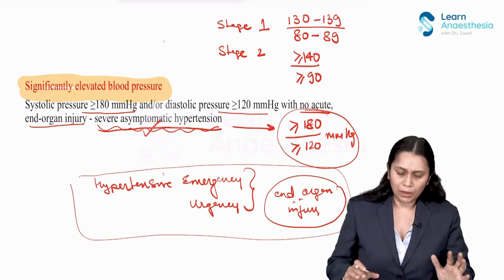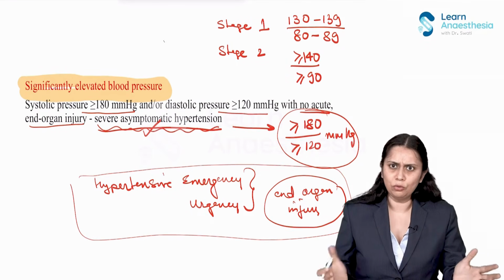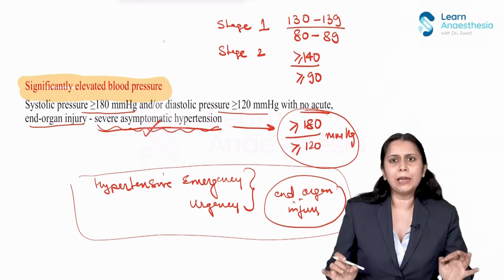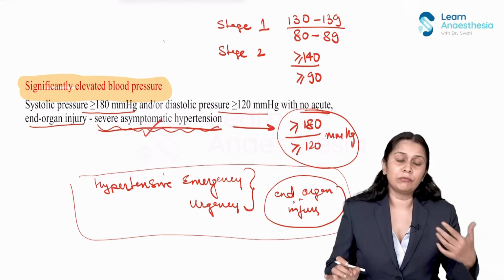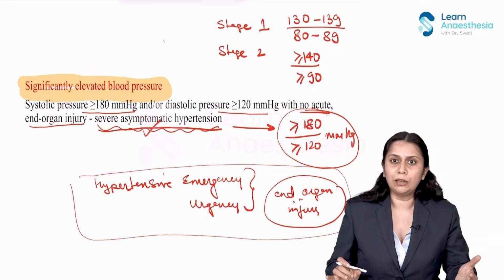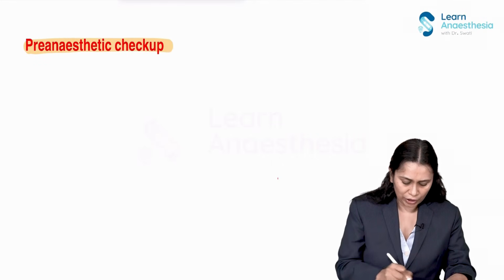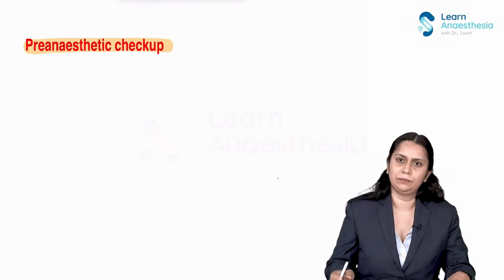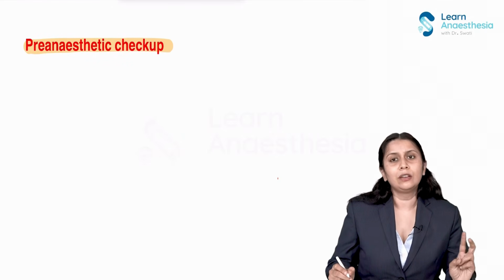Okay. Now these are the important definitions that we need to know about. So when a hypertensive patient with known hypertension or a patient with elevated blood pressure comes in for the pre-anesthetic checkup for some surgery, what are the important considerations that we have to keep in mind? So we'll talk about the pre-anesthetic checkup for these patients. As we have previously also discussed, there are two important things we need to see in pre-anesthetic checkup.